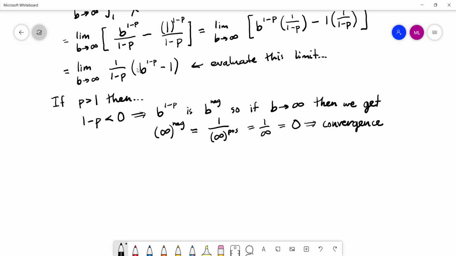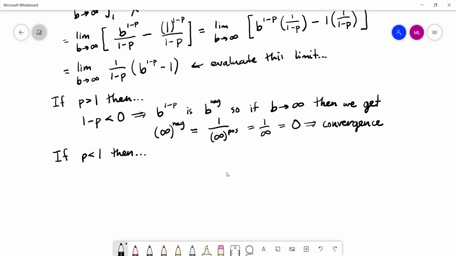So again, this is the term that we're worried about. If this goes to infinity when b goes to infinity, when we plug it in, it's the only place that b shows up. If this thing goes to infinity, that's going to be the case where we get divergence. If this thing goes to a constant, then the whole thing goes to a constant. So let's check the other case. What if p is less than 1?